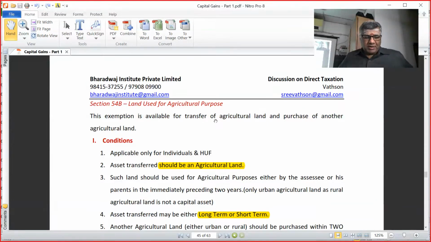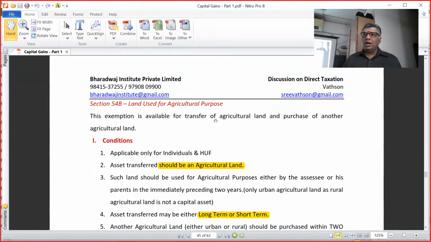So, before the power went off in the last class, we had seen the provisions of section 54B, 54EC, and 54F. 54B: sell agricultural land, buy agricultural land, get the exemption.